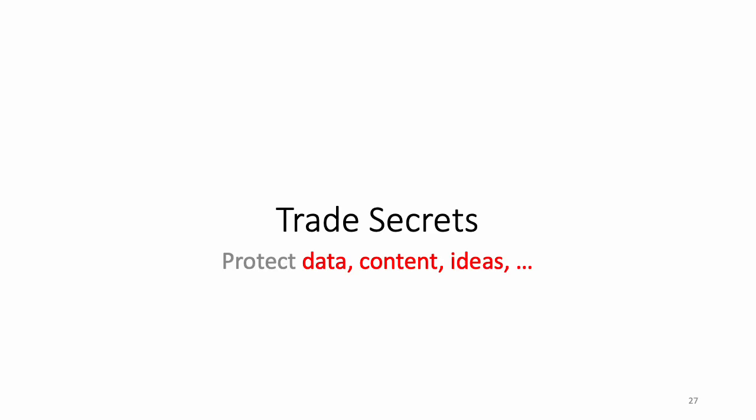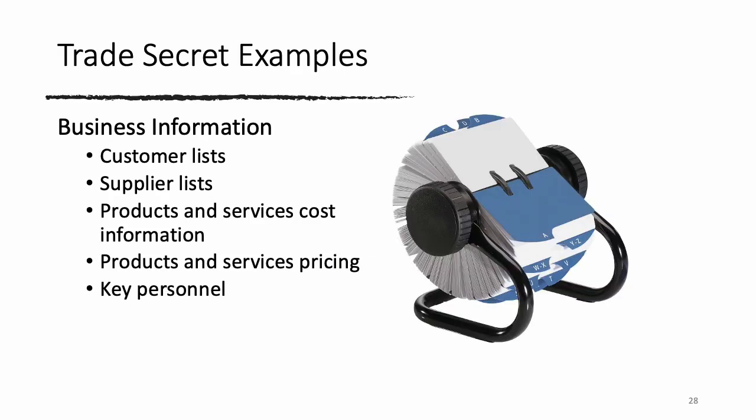All right, last thing we're going to talk about is trade secrets. Here you're protecting data, content, ideas, basically anything. Think about customer lists, supplier lists, pricing lists, key personnel, any sort of private data that may be a part of your company and could be damaging to you if it were to get out into the public domain. This could all be trade secrets.